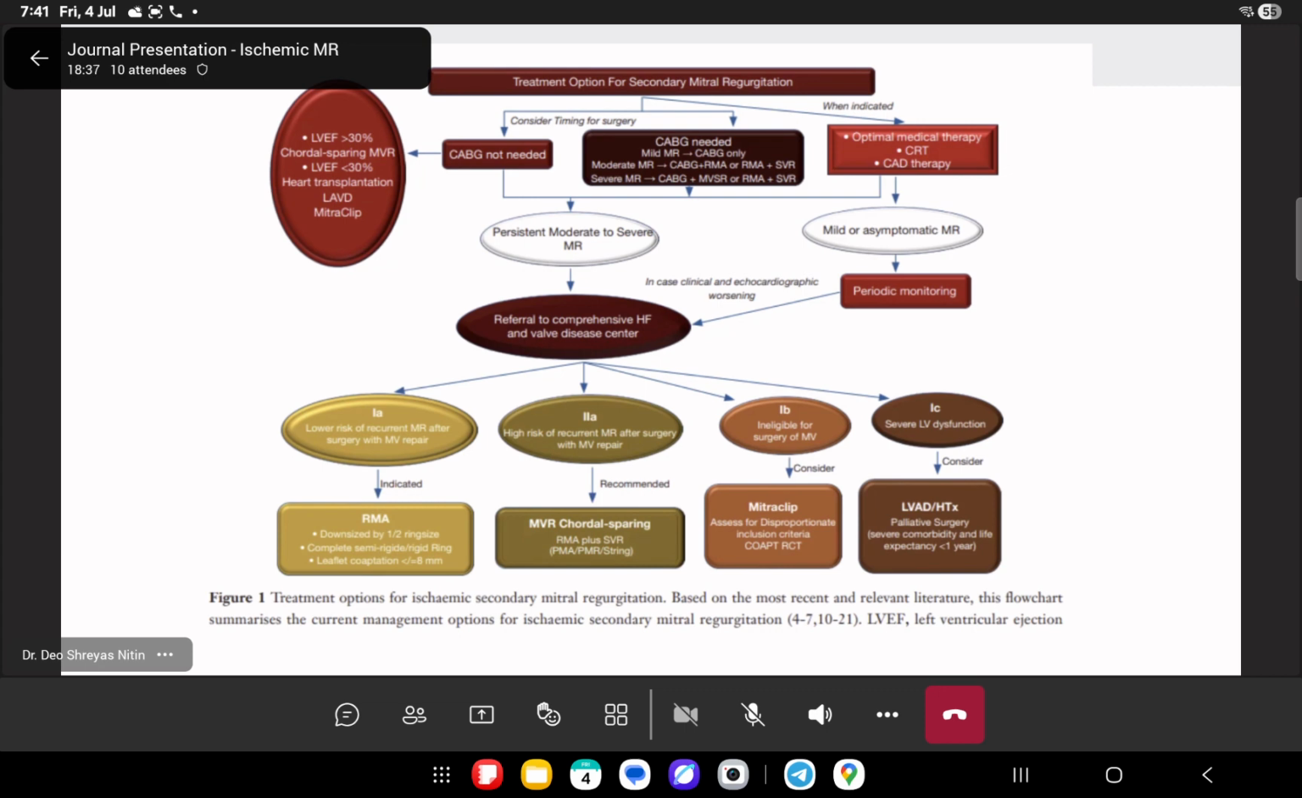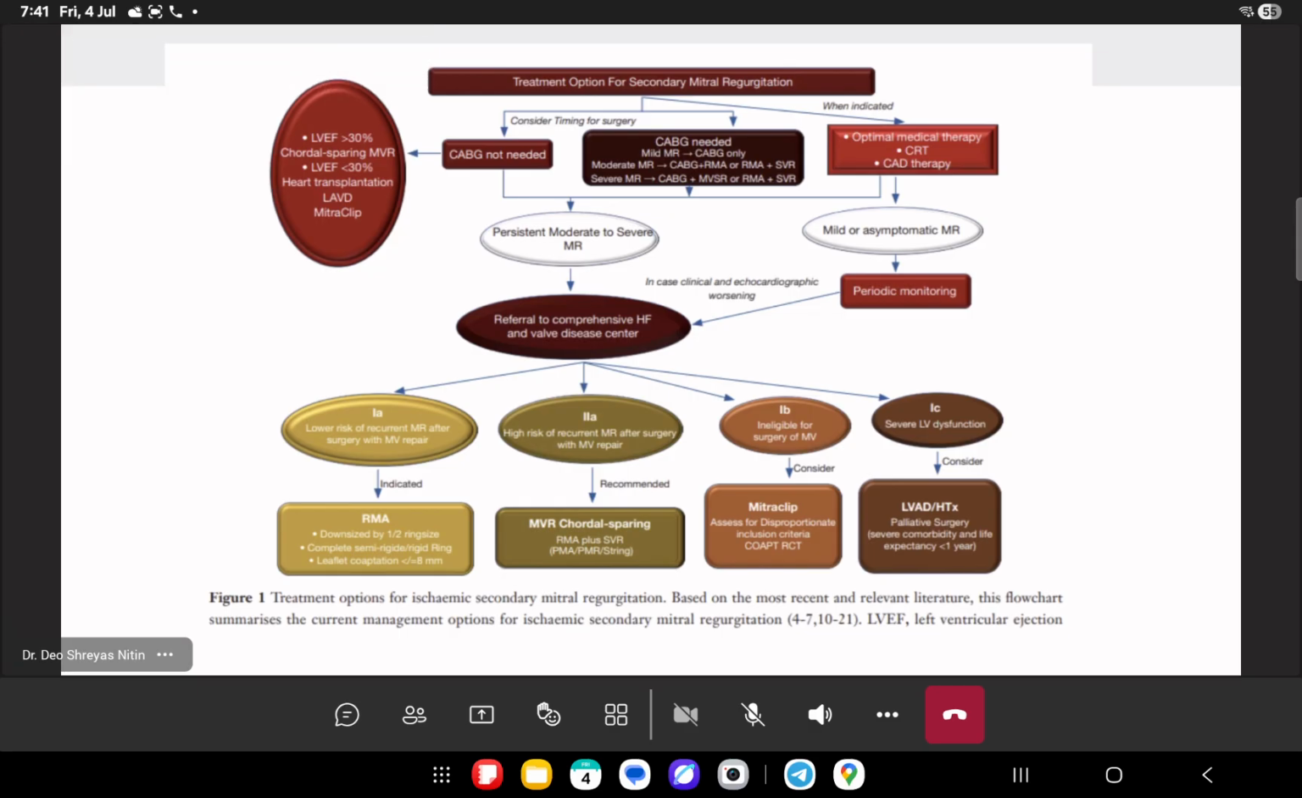The treatment indicated for 1A is restrictive mitral annuloplasty, that is downsizing by one or two ring sizes, and a complete or semi-rigid ring can be used. For 2A, which is high risk of recurrent mitral regurgitation after surgery, MVR, that is mitral valve replacement, usually with a cord-sparing technique, is used. And for those ineligible for surgery, MitraClip is used. And for severe LV dysfunction, usually LVAD or palliative medical management is used.